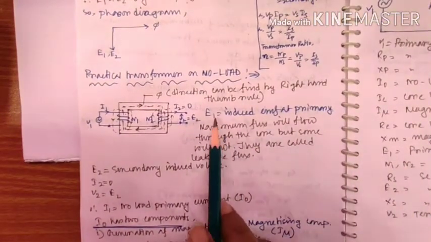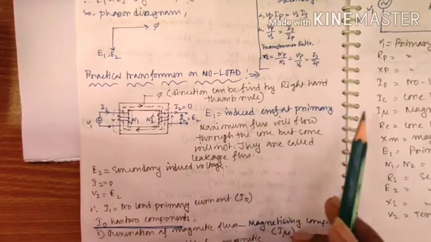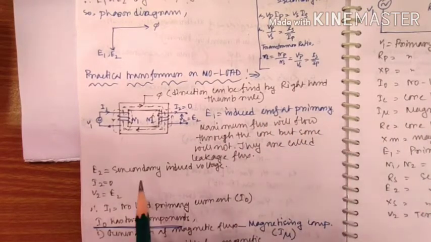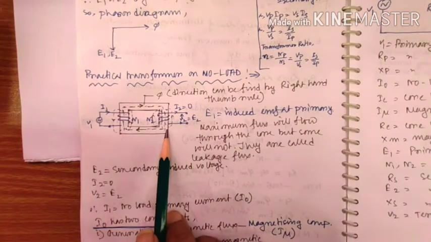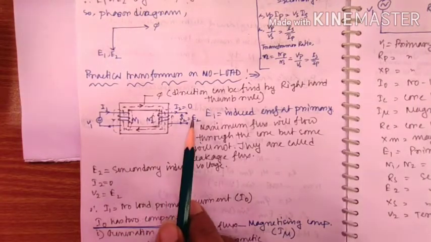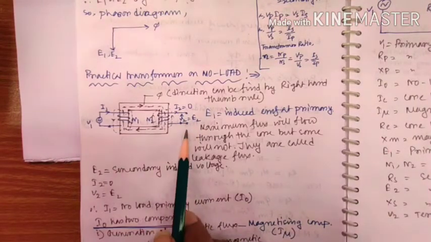So it is written here, E1 is the induced EMF of the primary. As I2 is equal to 0, in the case of the secondary we can say E2 is equal to V2. E2 is the induced voltage, V2 is the terminal voltage.